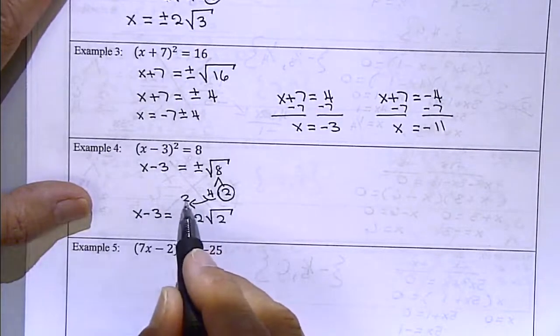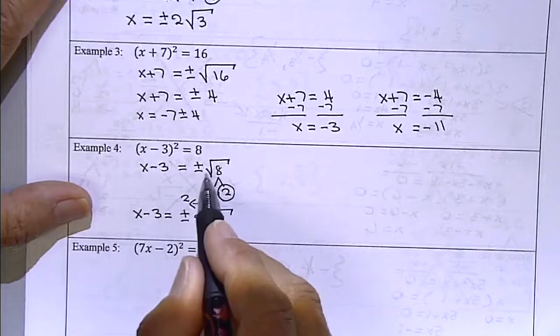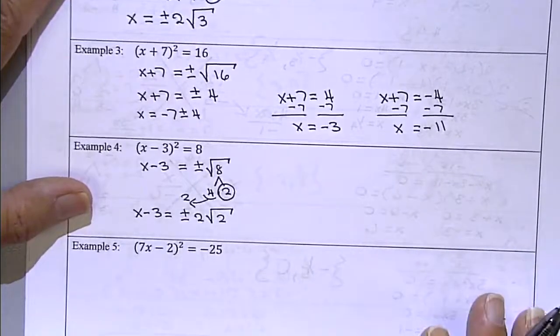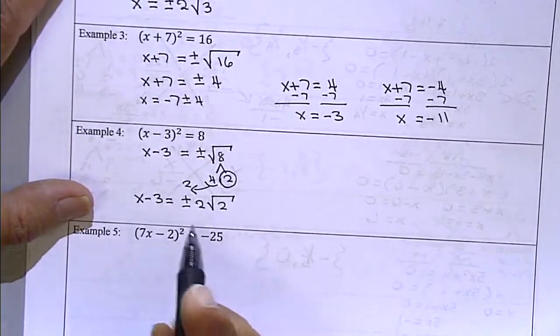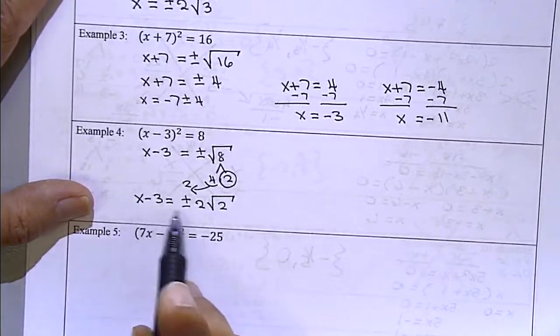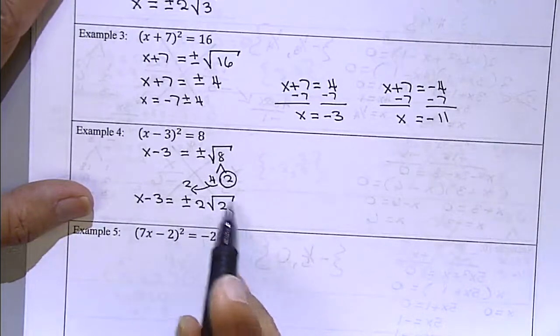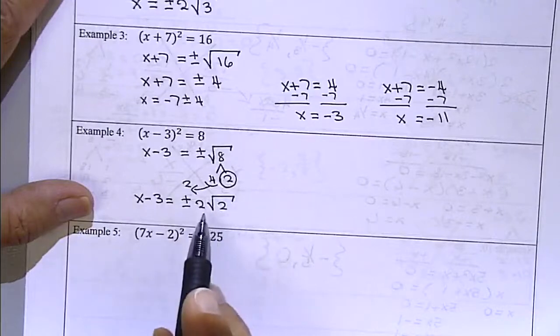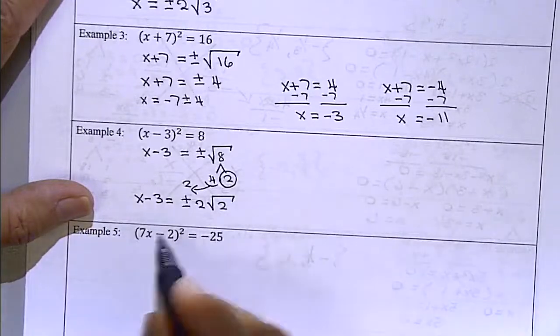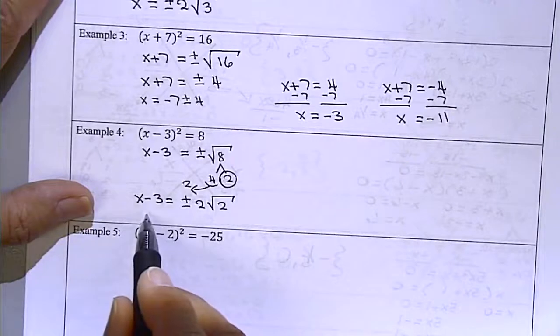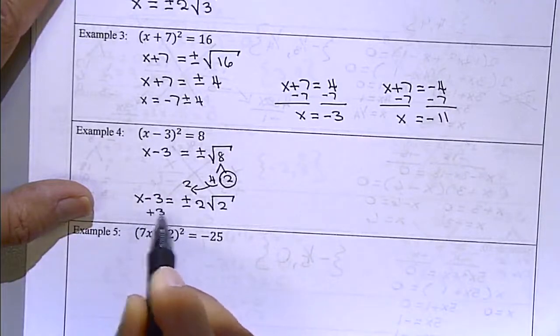Remember, when this 2 came out, it just gets stuck right in front, multiplied times the radical, right? Remember doing that? So what have I got? Well, I've got x minus 3 is equal to plus or minus 2 times the square root of 2. Well, I can't get this square root of 2 down to a number any way I try. So I'm going to go ahead and solve this thing for x. I'm going to add 3 to both sides.